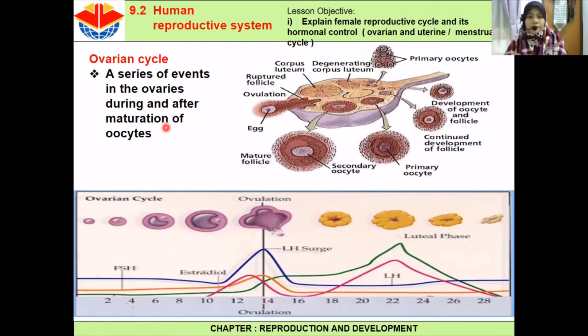We know that we already learned before this about the stages of oogenesis, iaitu daripada primordial germ cell berkembang sehingga membentuk secondary oocyte. Jadi kesemua proses itu, iaitu daripada primordial germ cell membentuk primary oocyte, menjadi secondary oocyte, kemudian dikeluarkan daripada ovary. So semua proses itu berlaku dalam ovarian cycle. Jadi ovarian cycle menceritakan tentang maturation of oocyte. Maturation of oocyte di sini merujuk kepada perkembangan ataupun growth of the primordial germ cell until it becomes secondary oocyte, then released from the ovary.